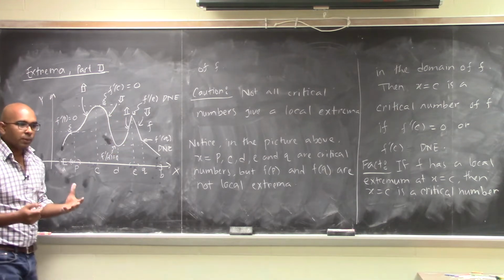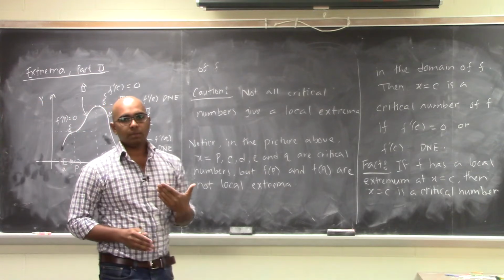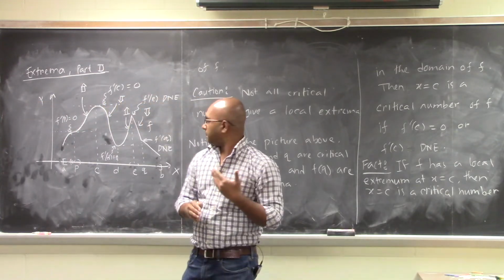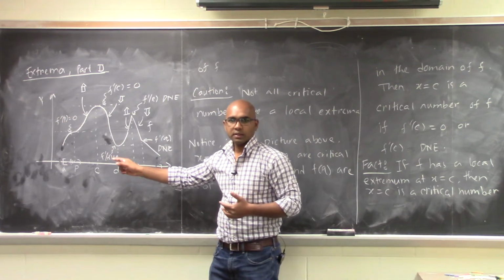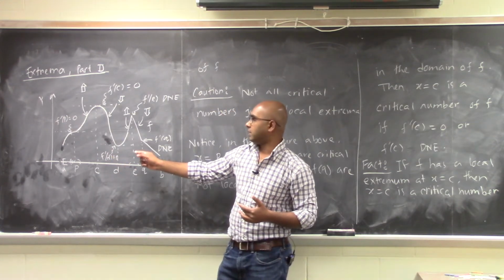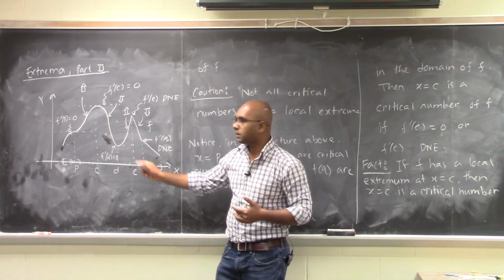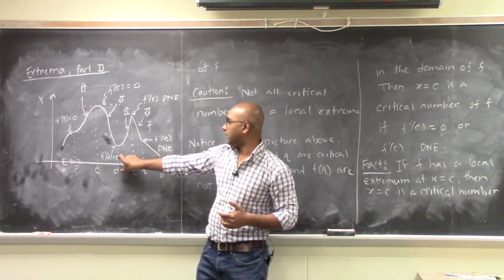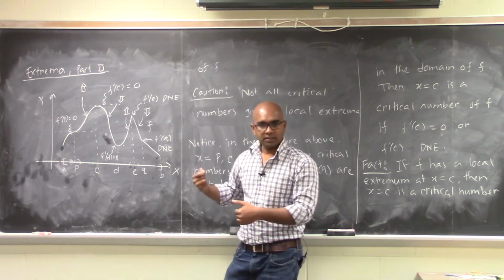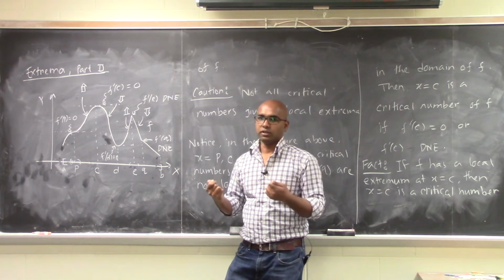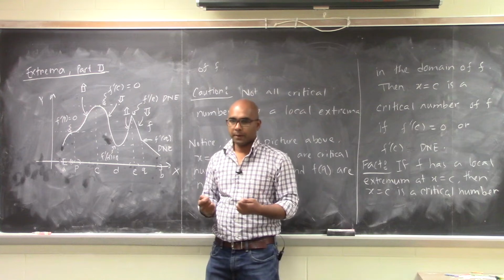Okay, so if you have a local maximum at a point, then on the left side of that point, the function increases, and on the right side of that point, the function decreases. And if you have a local minimum at a point, then on the left it decreases, and on the right it increases. That's the algorithm we need, okay?